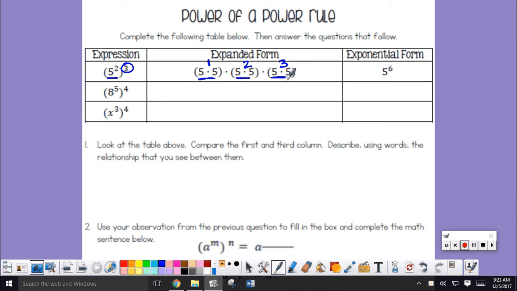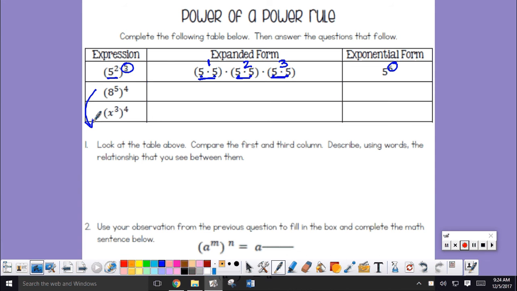Okay, so now how many powers of an individual 5 do we have? Well, we've got 1, 2, 3, 4, 5, and 6. We've got 6 powers of 5, or 6 selfies of a plain 5. All right, now I'm going to write this one down here.